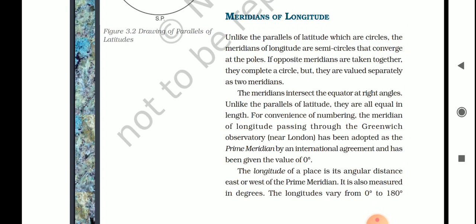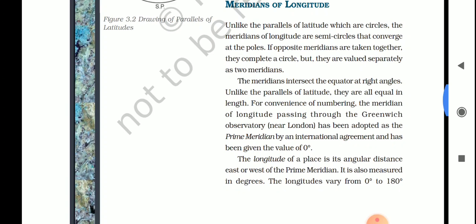To facilitate the numbering, the meridian of longitude passing through the Greenwich observatory near London has been adopted as the prime meridian through an international agreement, and has been given the value of 0 degree. Longitude of a place is its angular distance east or west of the prime meridian, and it is measured in degrees. So the numerical value of longitude varies from 0 degree to 180 degree east or west.